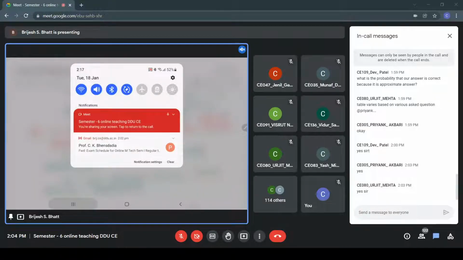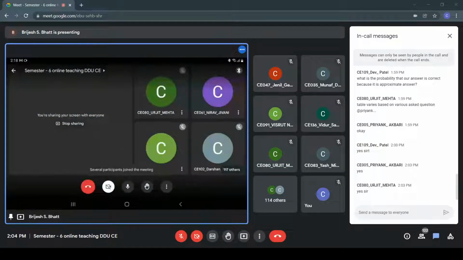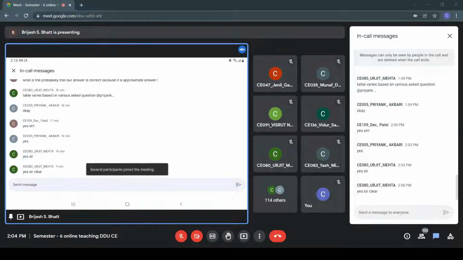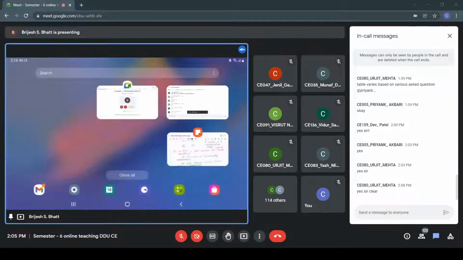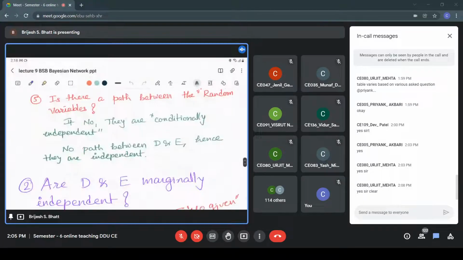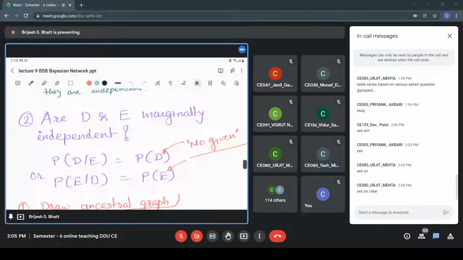Is the procedure clear? Let me see if there is any query. Okay, I think it is clear. It's fairly simple, but of course, this is interesting. We'll need this also, and this is interesting because sometimes we need to programmatically decide this. So for that, we need a procedure.